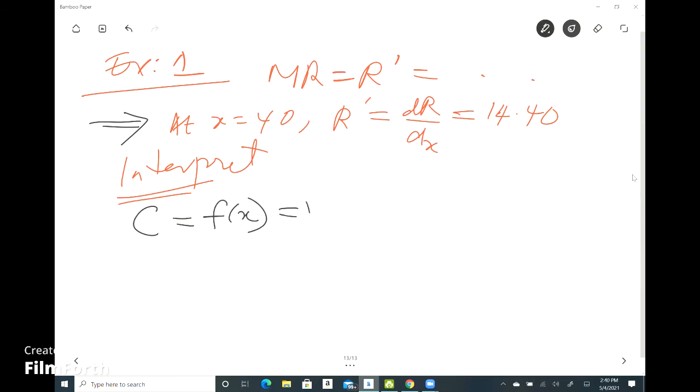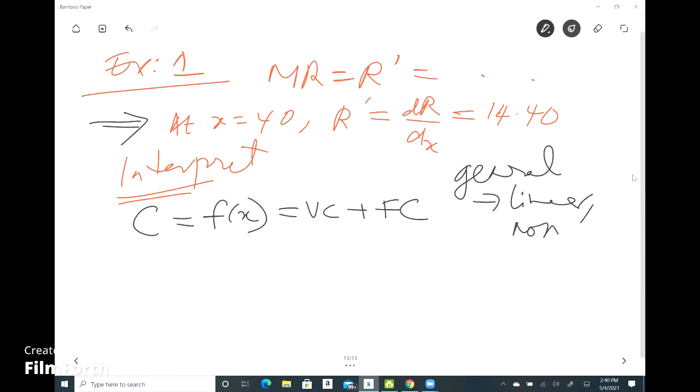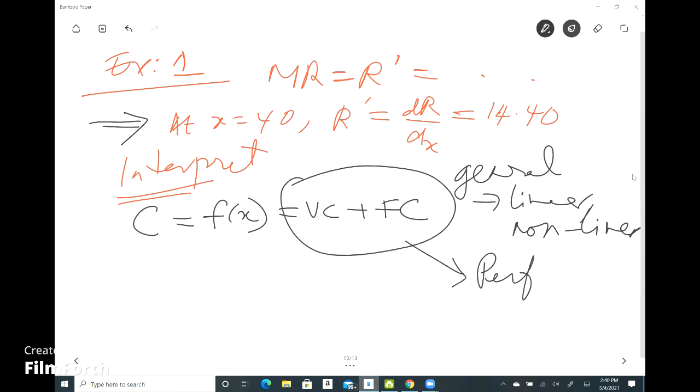The concept will be still the variable cost plus fixed cost, okay? But here it's non-linear. It's more general. It can be linear or it can be non-linear. So when you talk about the cost, the concept of cost will be the same whether you are talking about perfect competition or monopoly. So don't worry about the cost. The cost will be either linear or non-linear, and regardless of whether in perfect competition or monopoly.